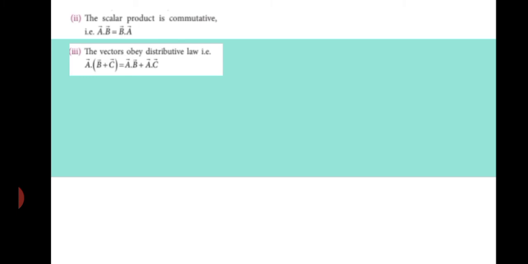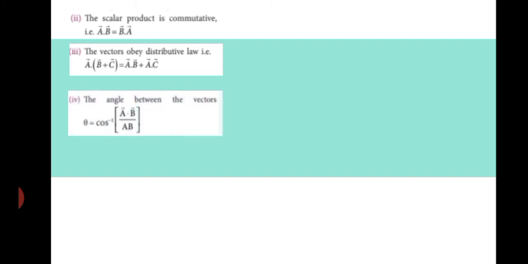Properties. The product quantity A vector dot B vector is always a scalar. It is positive if the angle between the vectors is acute, that means theta is less than 90 degree, and negative if the angle between them is obtuse. The scalar product is commutative. A vector dot B vector is equal to B vector dot A vector. The vectors obey the distributive law, that is A vector dot B vector plus C vector is equal to A dot B vector plus A vector dot C vector. Here the angle between the vectors theta is equal to cos inverse of A vector dot B vector by AB.